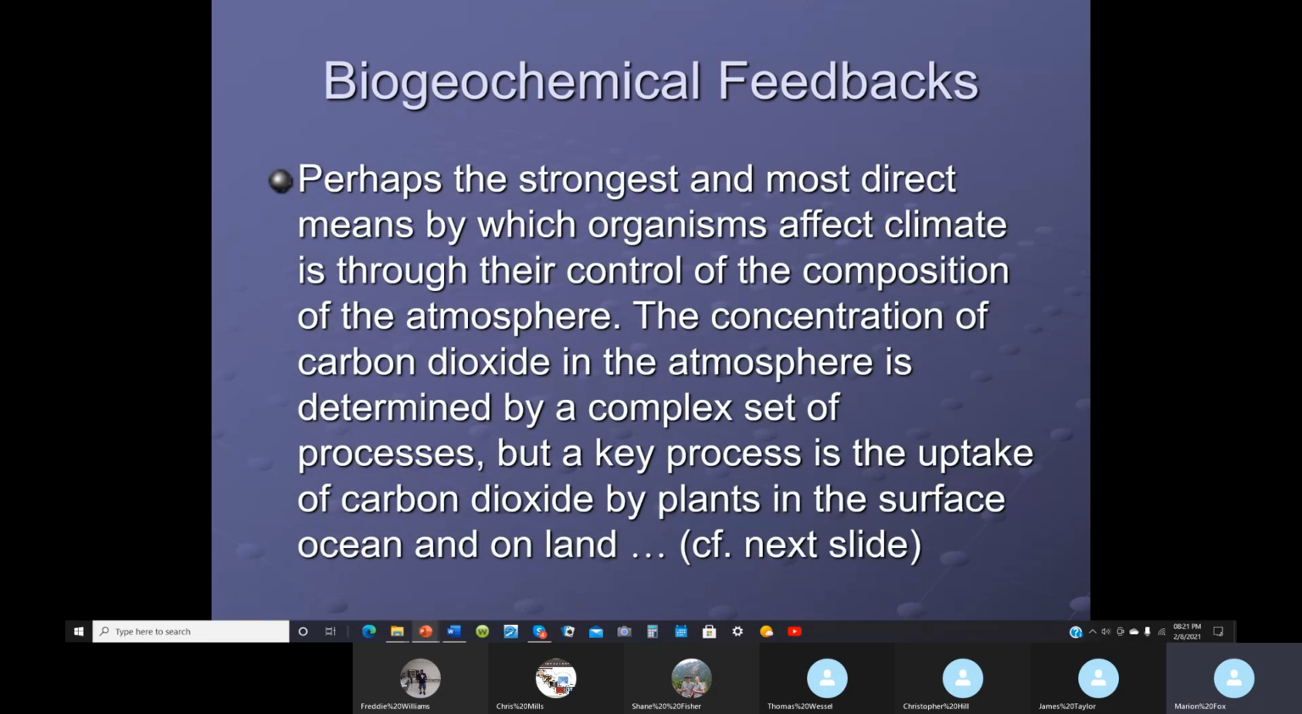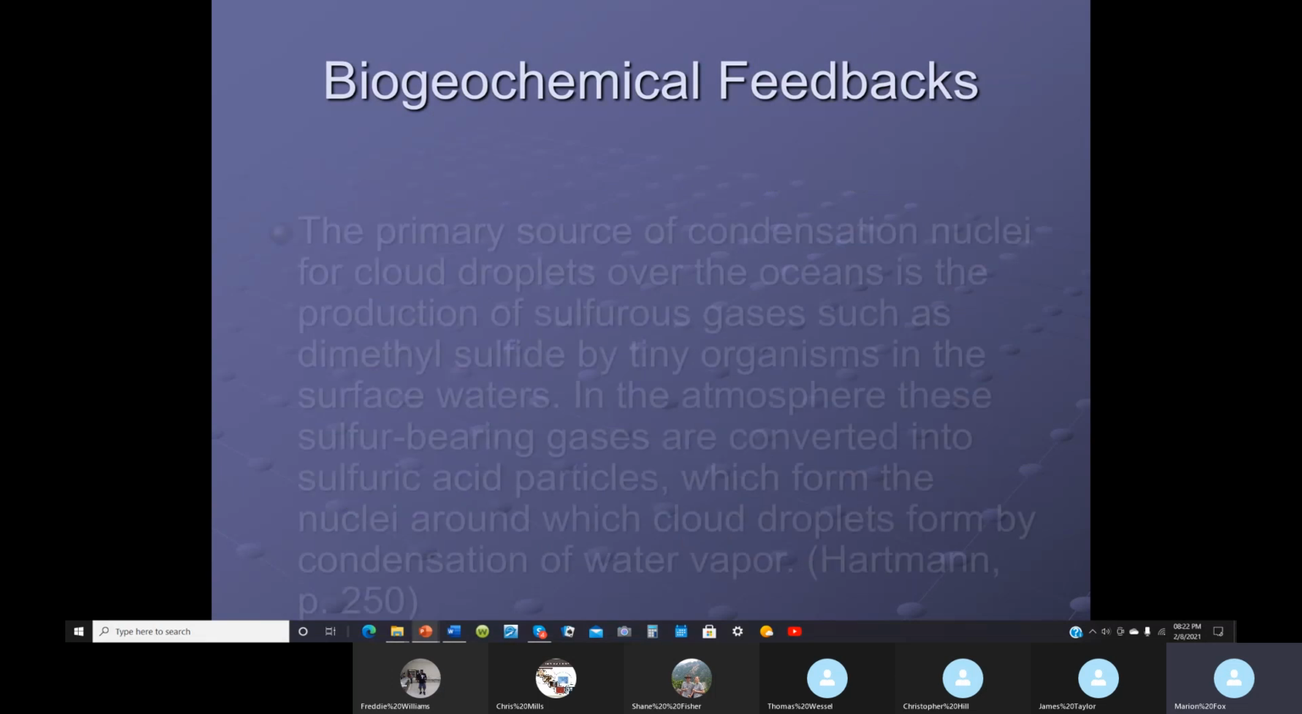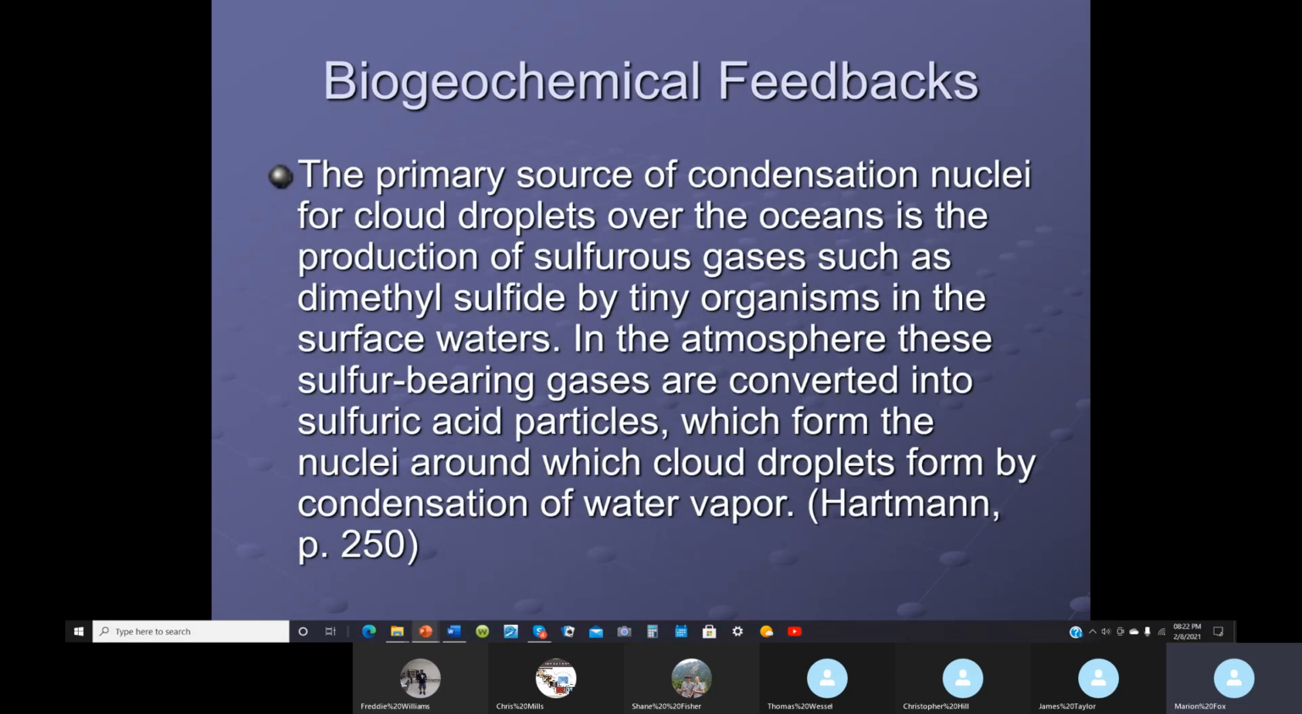Perhaps the strongest and most direct means by which organisms affect climate is through their control of the composition of the atmosphere. This, again, is from a scientific journal. The concentration of carbon dioxide in the atmosphere is determined by a complex set of processes, but a key process is the uptake of carbon dioxide by plants in the surface of ocean and on land. The primary source of condensation nuclei for cloud droplets over the oceans is production of sulfurous gases such as dimethyl sulfide by tiny organisms in the surface waters.